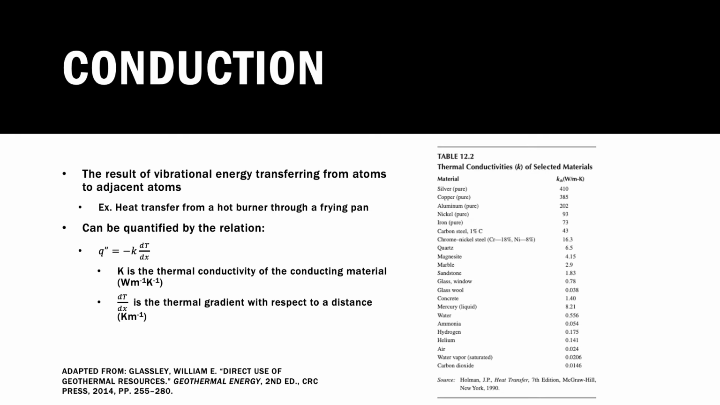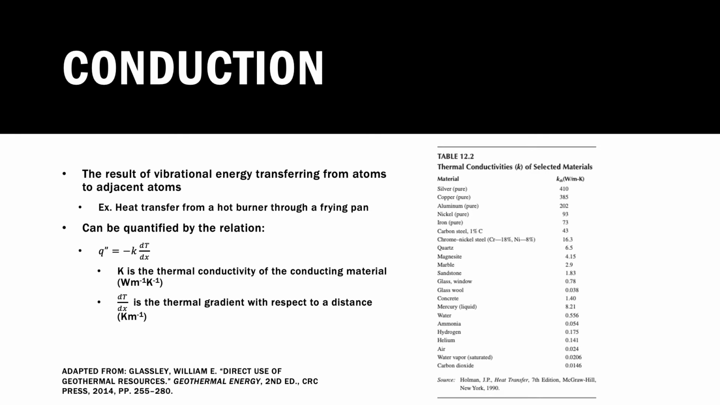Conduction is the quantification of vibrational energy being transferred between atoms. A common example of conduction is the heat being transferred through a frying pan on a hot burner. The flux for conduction is calculated through the relation shown here. In this equation, K is the thermal conductivity in watts per meter per Kelvin. This is a property specific to the material conducting the heat.